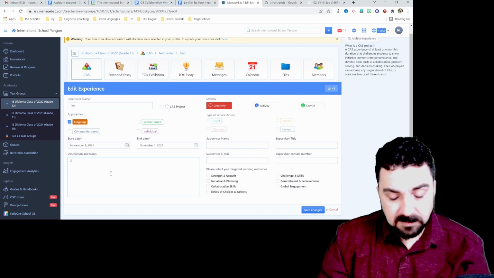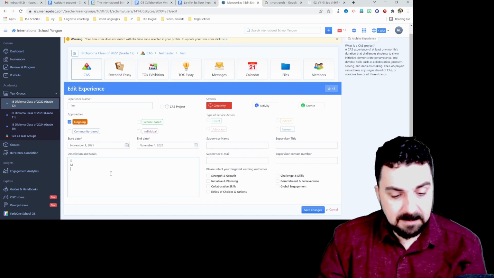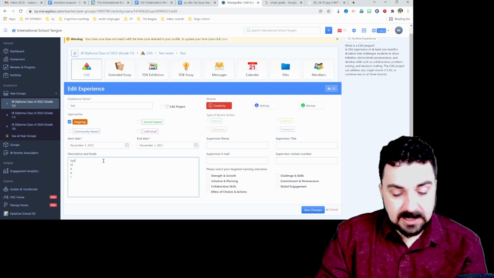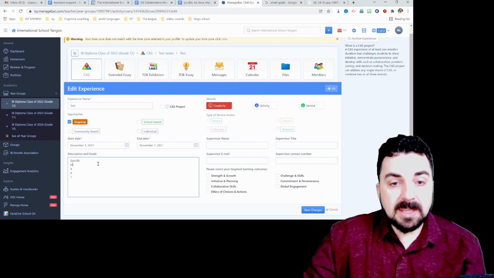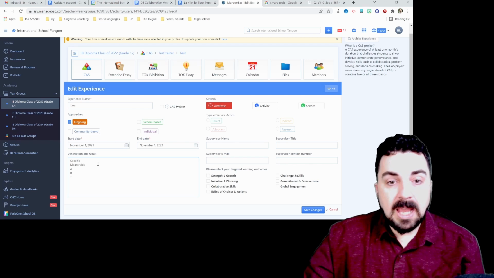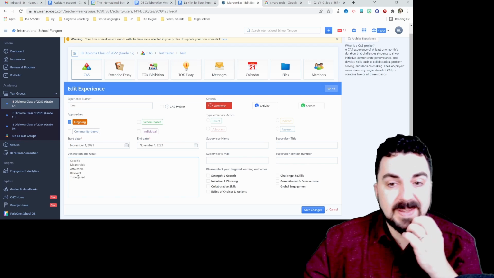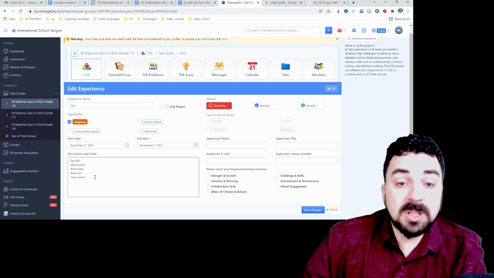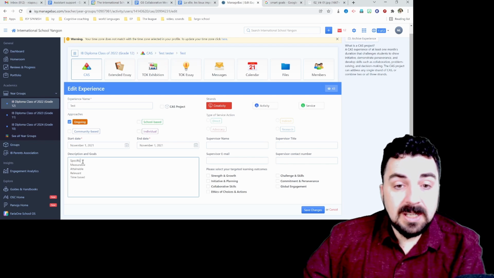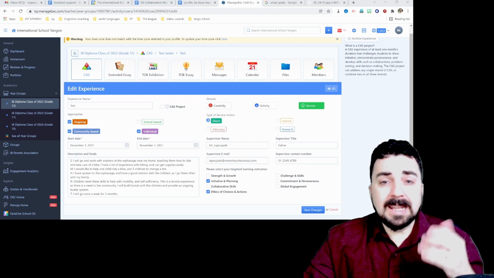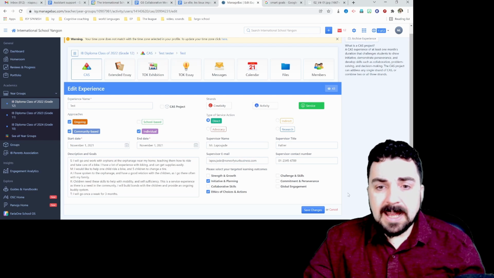In my description and goal, I am going to put SMART, and I'm going to provide something that is specific, something that is measurable, something that is attainable, and something that is relevant and time-based. Then I will put everything else that is normal, but in your description and goal, I should have this. I don't have to write the word specific, but this is what it's going to look like at the end, and this is what it looks like once it is done. So I have my S, M, A, R, and T filled out.